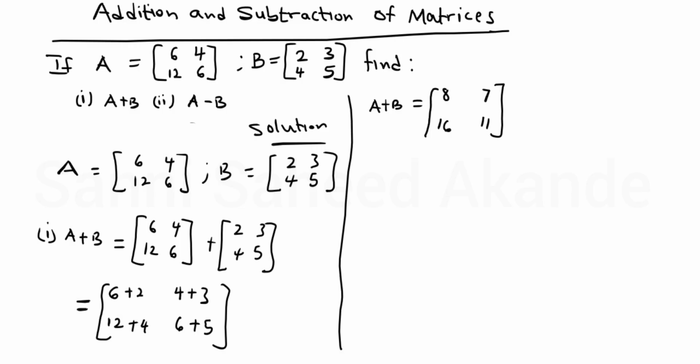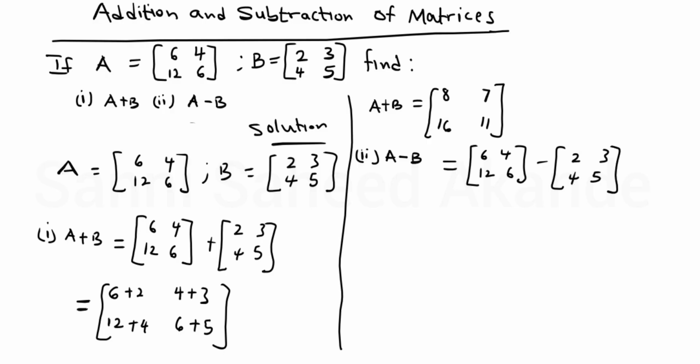Then the Roman figure 2, we are told to find A minus B. So now A minus B is giving us, A is 6, 4, 12, and 6, then minus B, which is equal to 2, 3, 4, and 5.